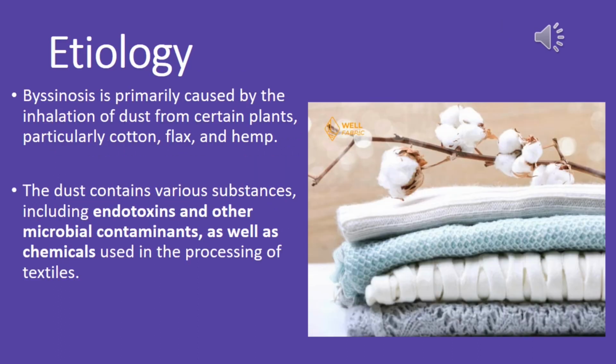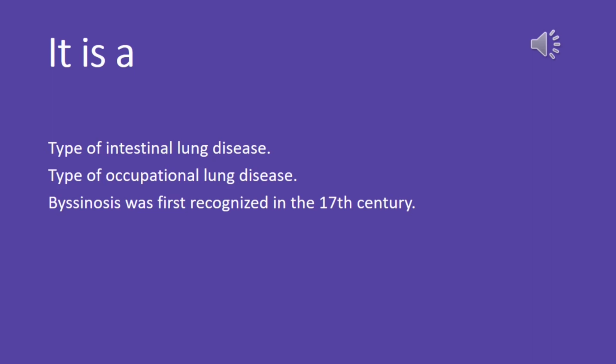Etiology. Byssinosis is primarily caused by the inhalation of dust from certain plants, particularly cotton, flax, and hemp. The dust contains various substances, including endotoxins and other microbial contaminants, as well as chemicals used in the processing of textiles. Byssinosis is indeed a type of interstitial lung disease, specifically categorized as an occupational lung disease. It was first recognized in the 17th century among textile workers exposed to certain organic dusts, particularly from cotton, flax, or hemp.